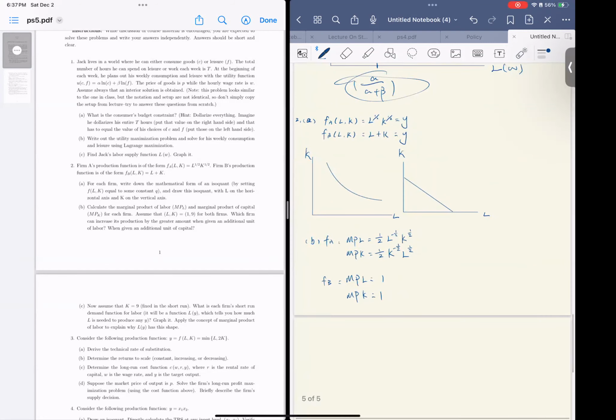So at point L, K equals 1, 9, which firm can increase its production by a greater amount when given an additional unit of labor? So at this point, we just plug it in for firm A because we know firm B is going to be a constant marginal product of labor of 1.